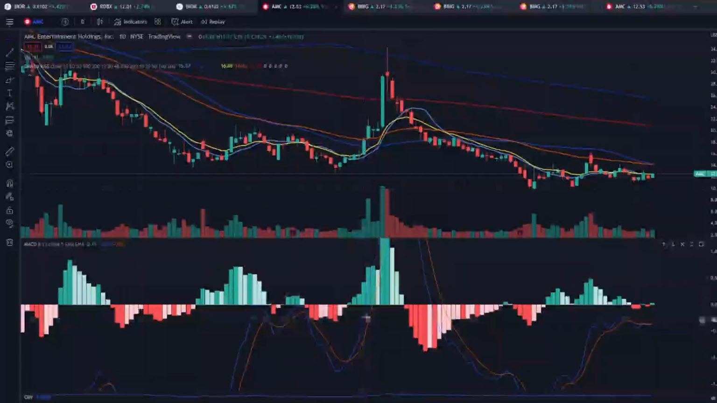Any questions on why this crossover from negative to positive is so indicative? Or did that make sense? Let me go here. Okay, so no questions in the chat. Fantastic. Let me go back to TradingView.